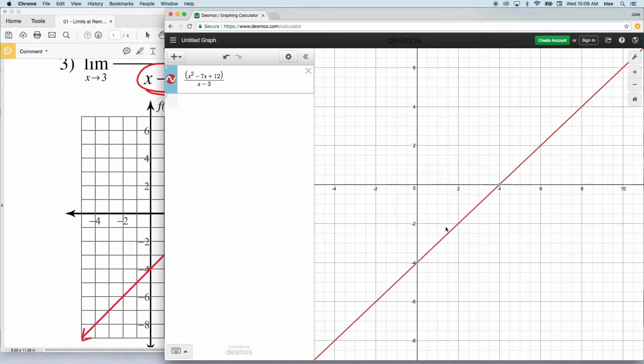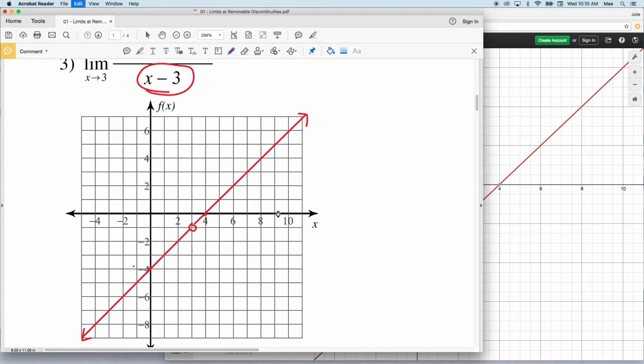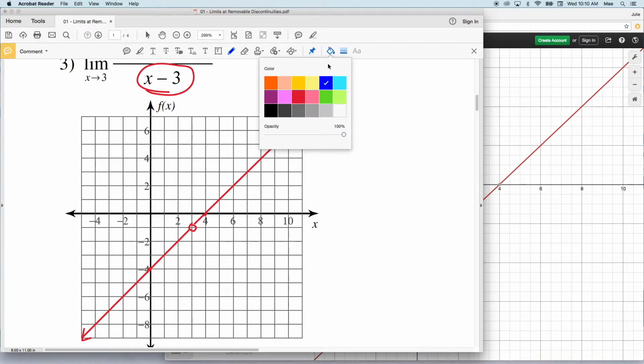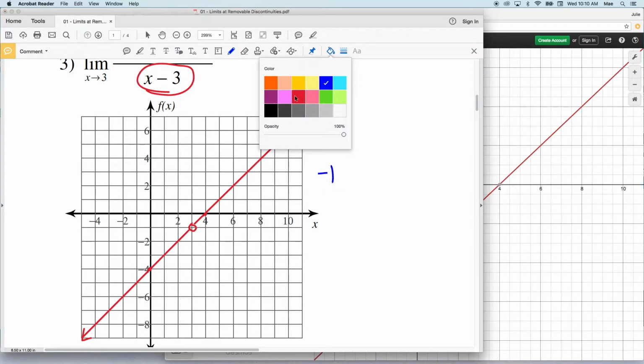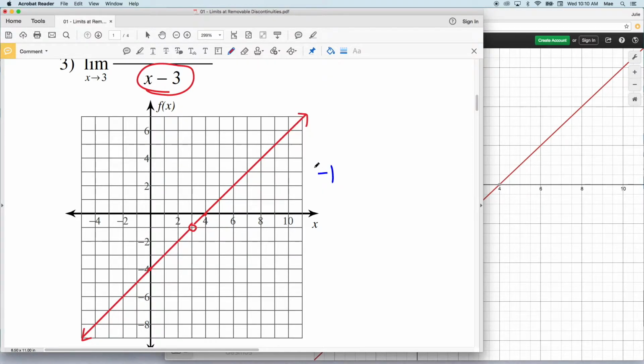So here's our function with our hole at 3, we're undefined. And you can see from this graph, as we approach 3, we're getting closer and closer to negative 1. And as we approach 3 from the right, looking at those values, we're getting closer and closer to negative 1 as well. But at that point, it's undefined. So because our function f of x approaches negative 1 as x approaches 3, that is our limit.